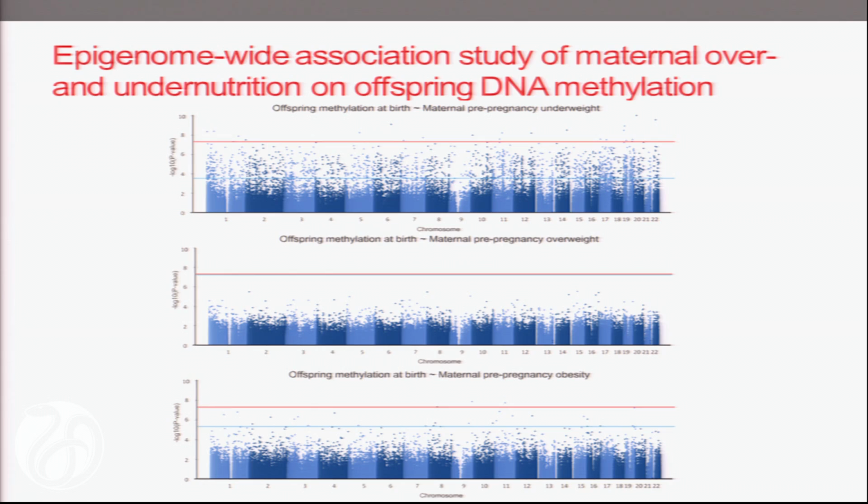So at the top here we have a Manhattan plot which indicates the statistically significant observations. This is cord blood methylation in children, or offspring, of mothers at birth in relation to maternal underweight, in relation to maternal overweight during pregnancy, and in relation to maternal obesity during pregnancy. So we see a number of epigenome-wide association hits in relation to underweight. We see very little in the overweight category, and again, when mothers are particularly obese, we're seeing some signals in relation to offspring DNA methylation at birth.